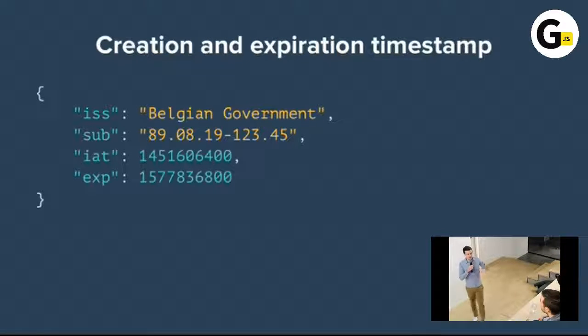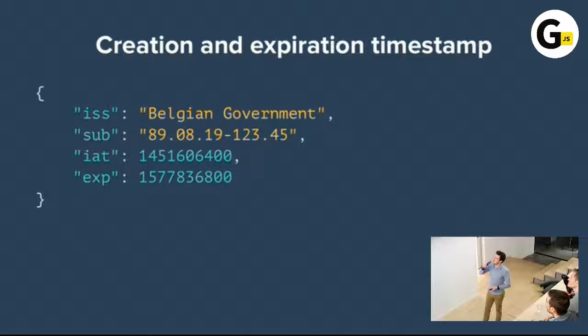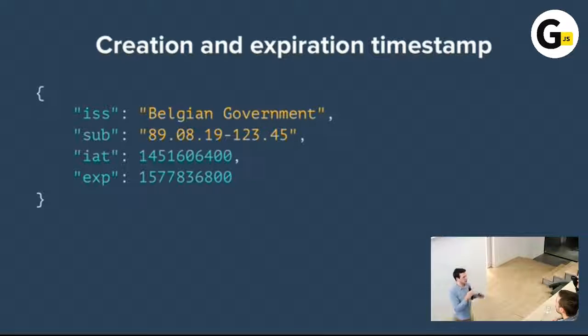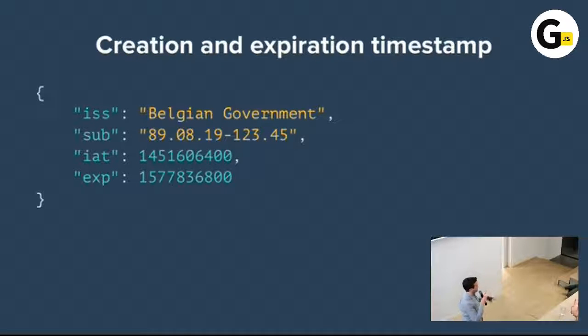Then we need that information that is really specific to the expiration or the issuing date of our ID card. So let's also have an issued at timestamp and an expiry timestamp in there as well, so that we can check, is this ID card expired or not?